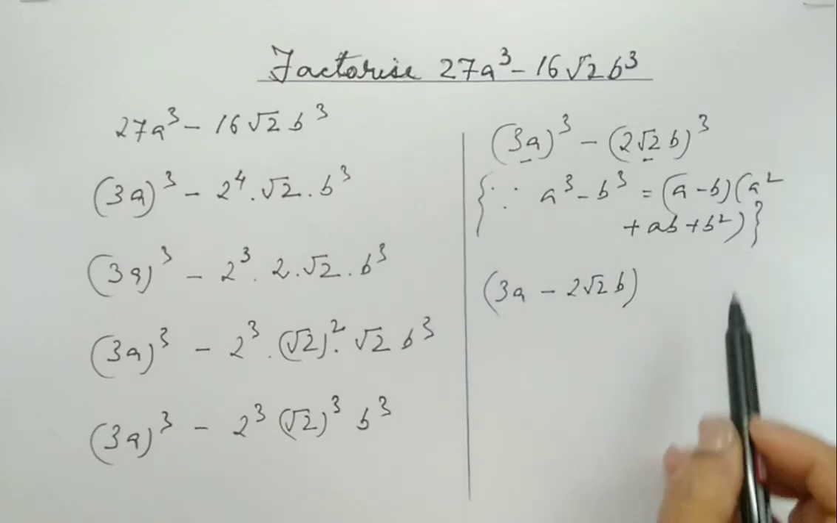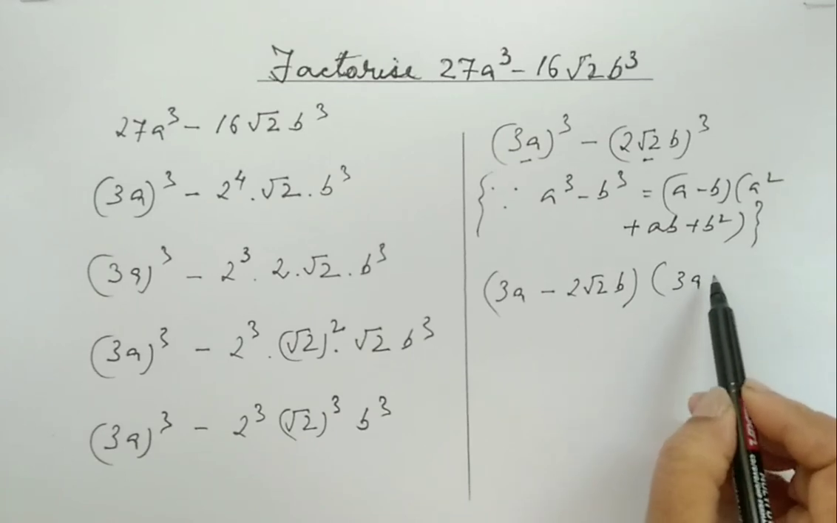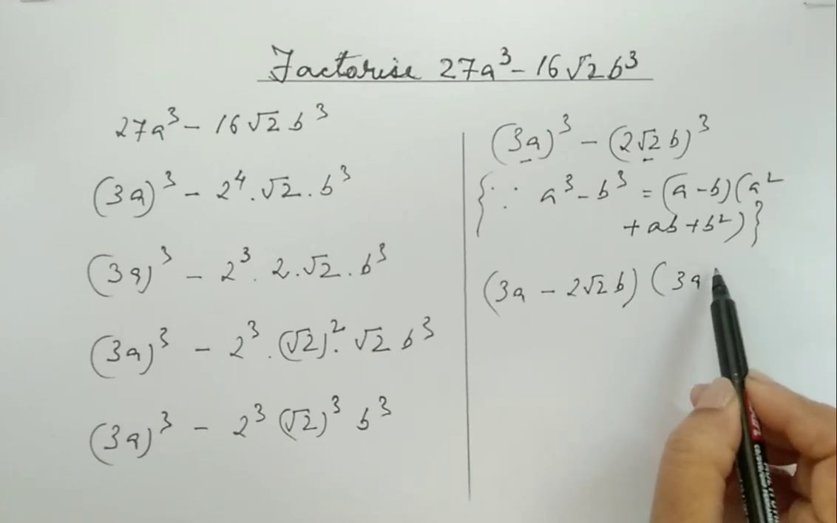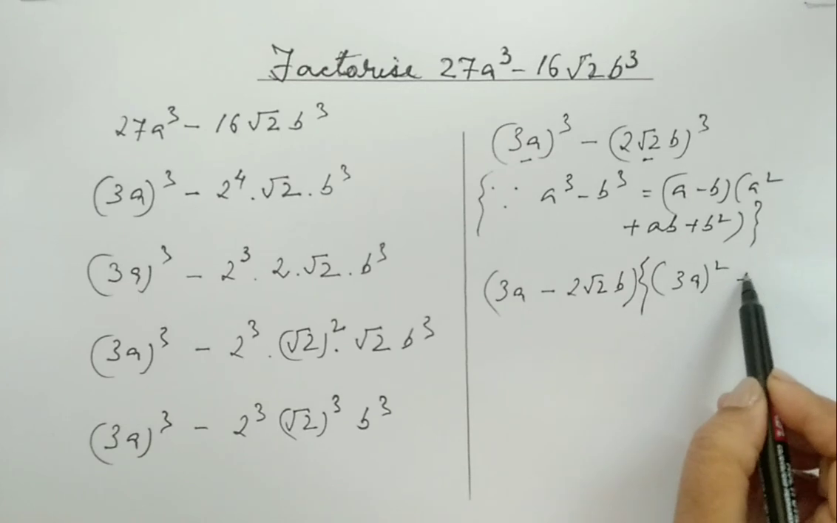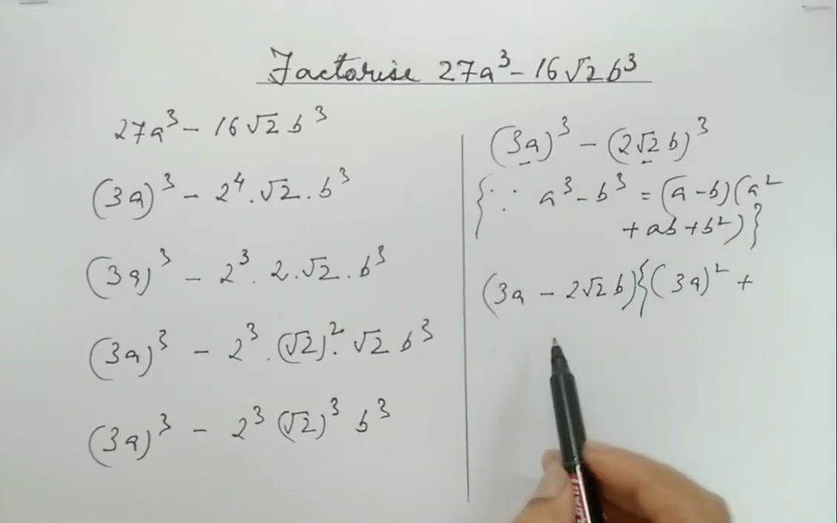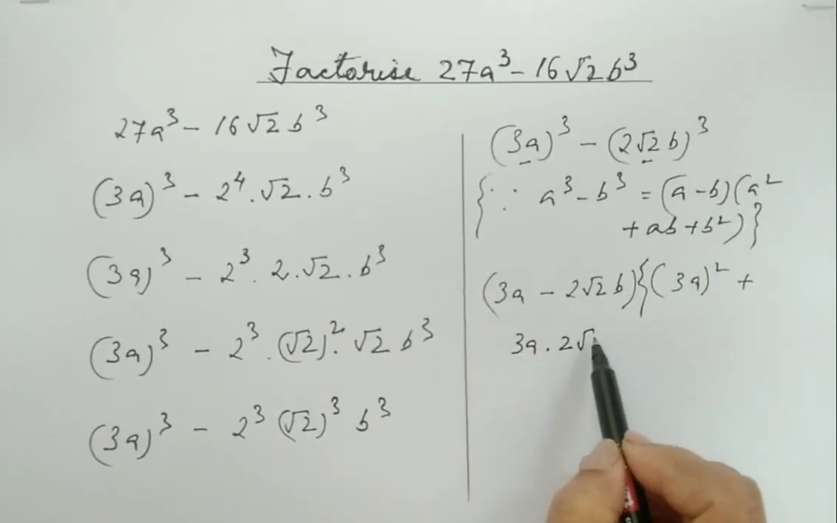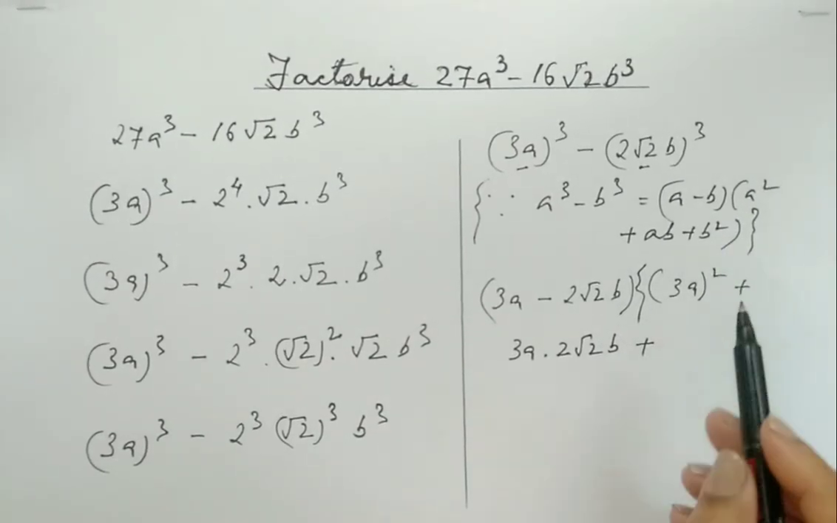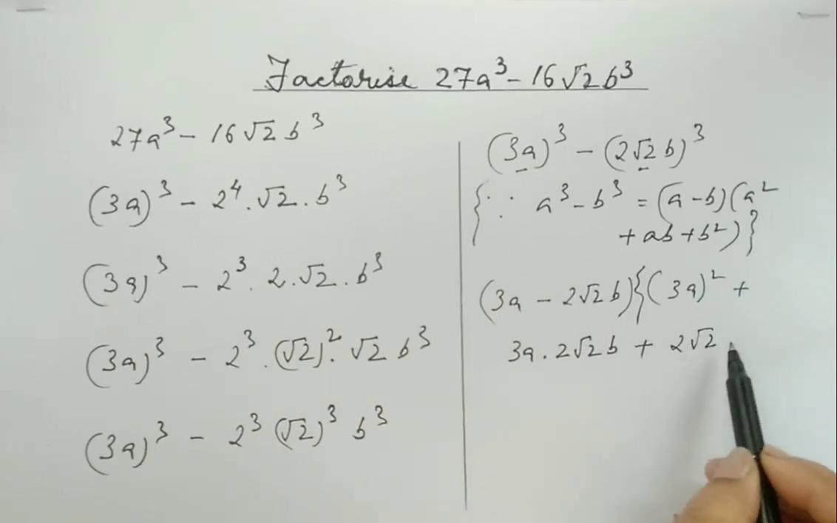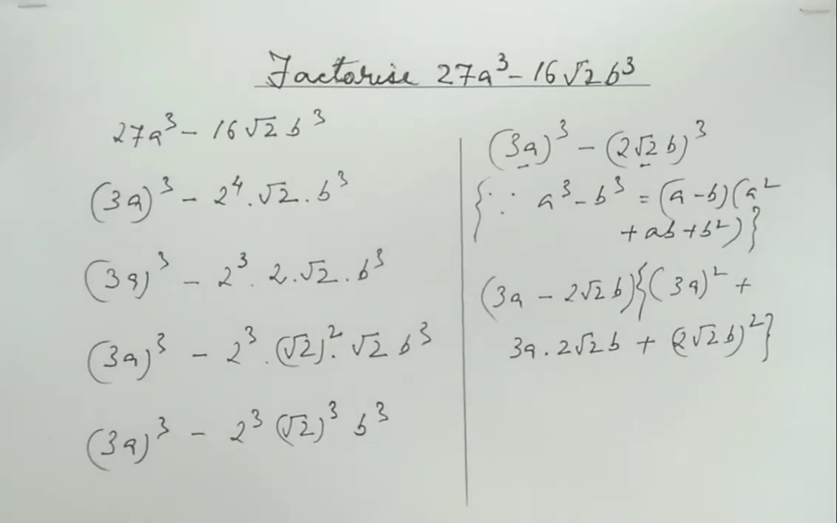This is my first bracket. Second bracket is a square. So a square is my 3a whole square, correct? My ab, let me write down in the next line, is first 3a dot 2 root 2b, plus what is my b square, is 2 root 2b whole square. Curly bracket closed. All we have to do is now simplification.